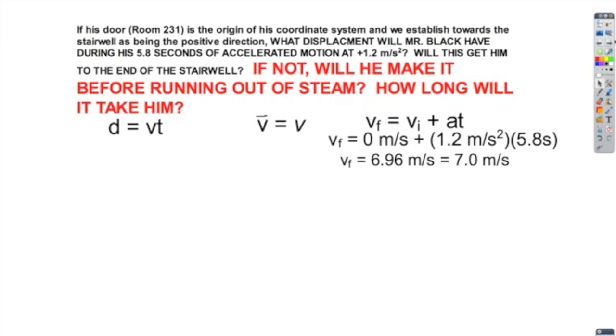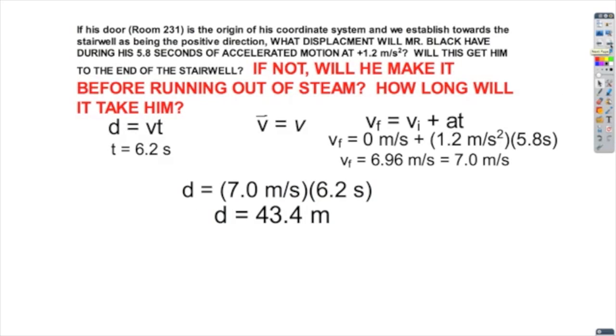So I know my V. And if you're taking good notes, I know my T well. I know I had 6.2 seconds of that uniform velocity before I tire out. So I put in the terms I know. I can calculate them. I have my velocity, I have my time. The seconds cancel out, so I'll get meters. And we could see during the uniform velocity portion of my run, I'd make 43.4 meters. Again, with significant digits, 43 meters.